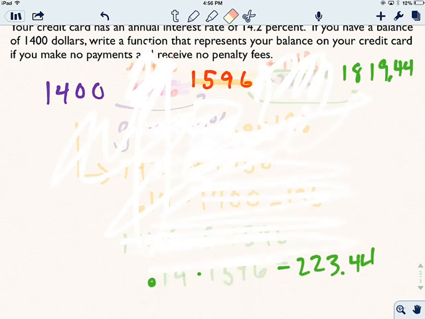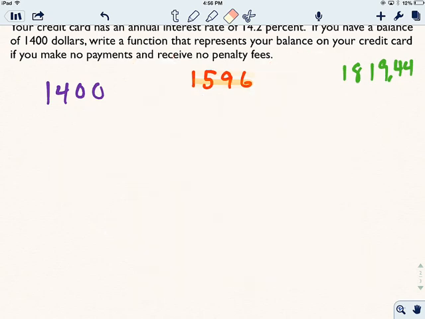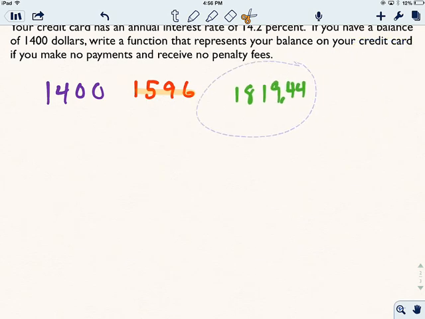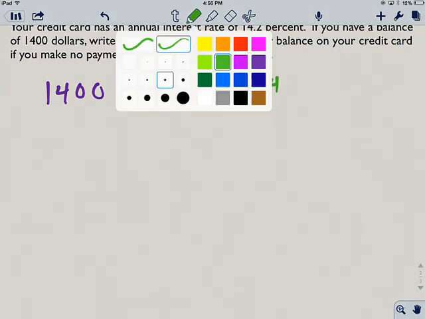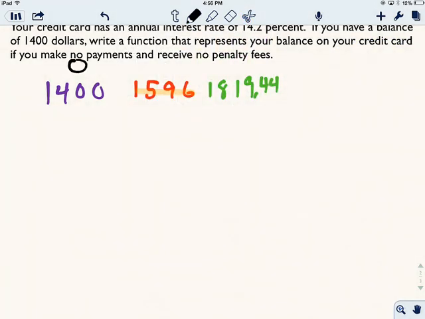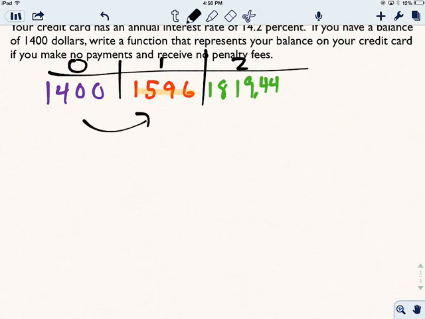I'm going to show you a technique that you can use to find the common multiplier. So let's say I've got these three pieces of data. I know that they happen at year 0, year 1, and year 2. So now I'm kind of dealing with a table. In order to find what I multiply 1,400 by to get 1,596, I can use the opposite.